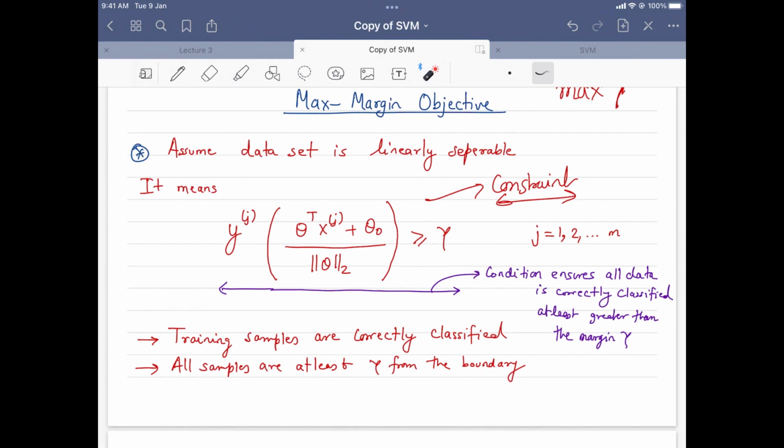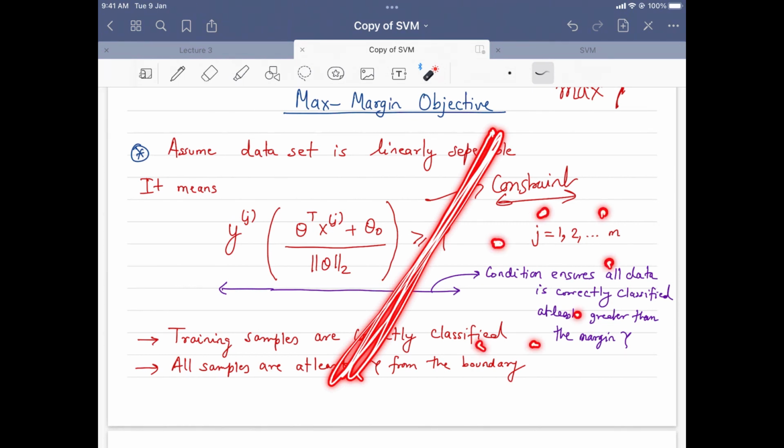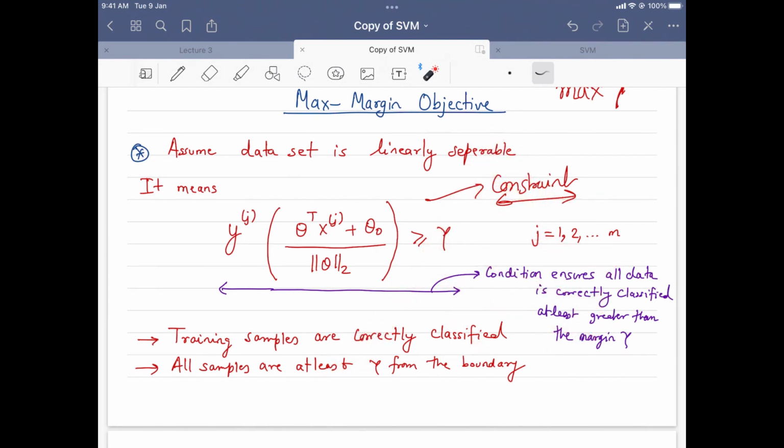So basically what it says is that all the samples should be at least gamma from the boundary. So we want to select a separating hyperplane. This is our separating hyperplane. We want to select it in such a way that for the correctly classified points which are here, if you take the distance between them and the hyperplane, it should be greater than gamma. All these distances should be greater than gamma. So that is our objective, that all the samples should be at least gamma away.